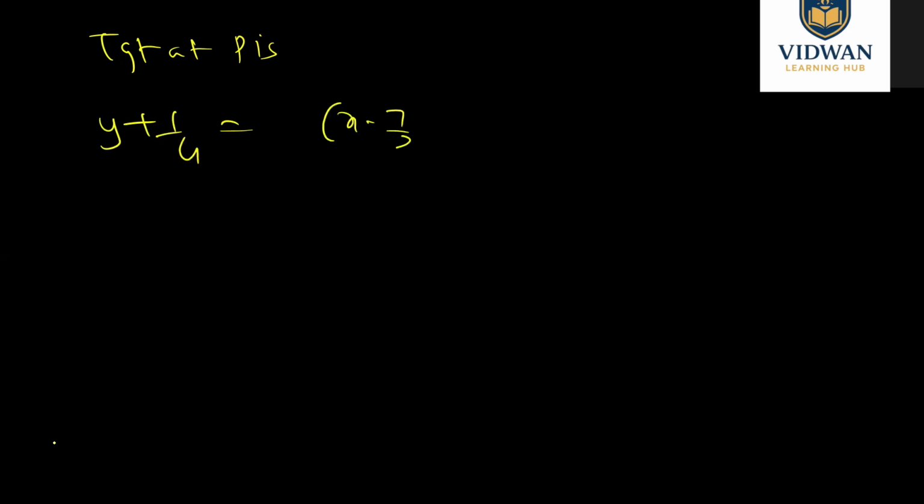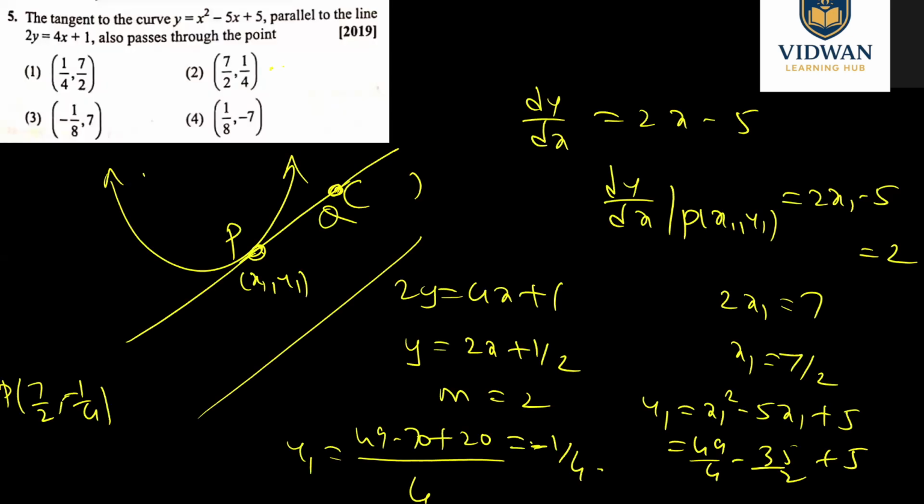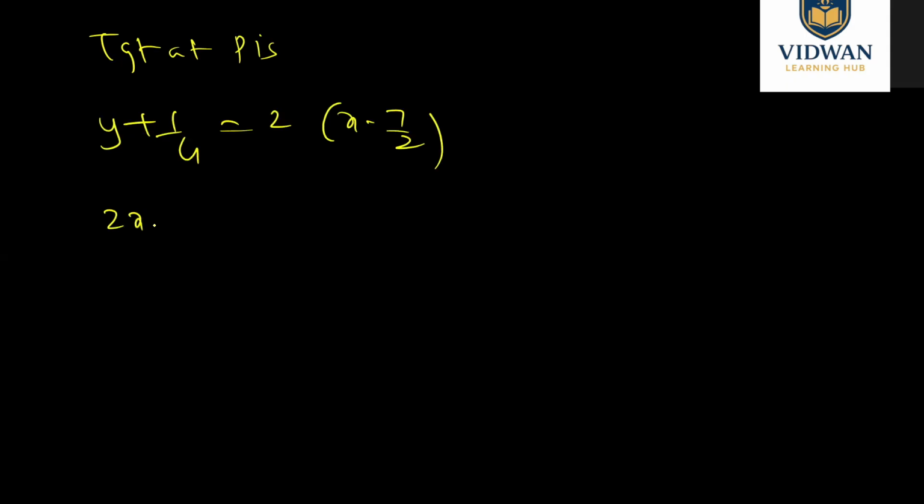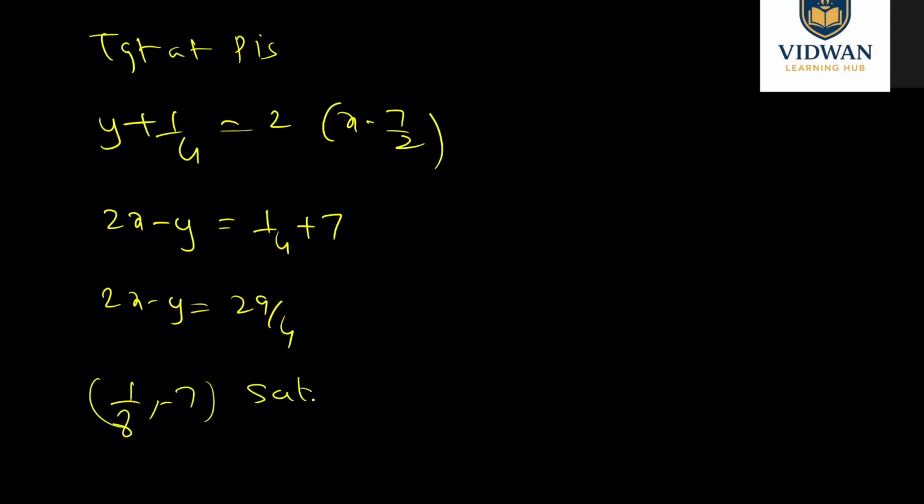X minus 7/2, into what is the slope? 2. So this will give you 2x minus y equal to 1/4 plus 7. So 2x minus y equal to 29/4. So you check if any point from the options will satisfy this. I think none of them is satisfying. Any option is satisfying? I think 1/8 minus 7 will satisfy. It satisfies the above line, so that should be the answer then.